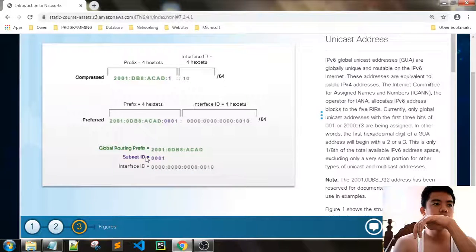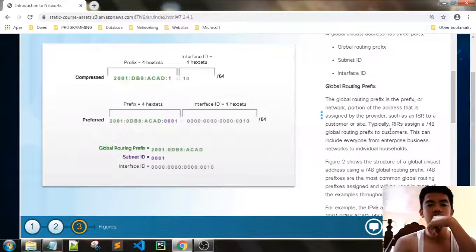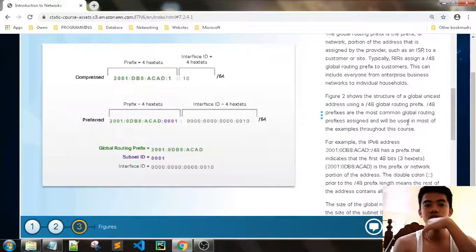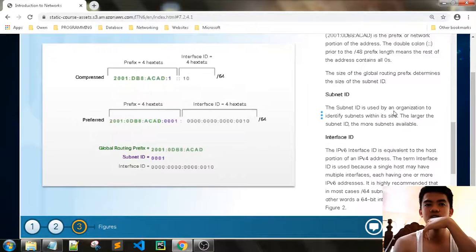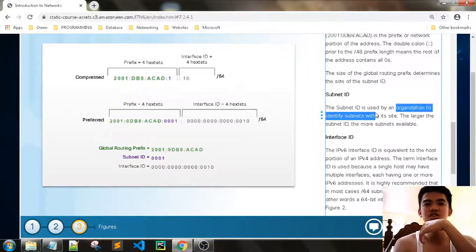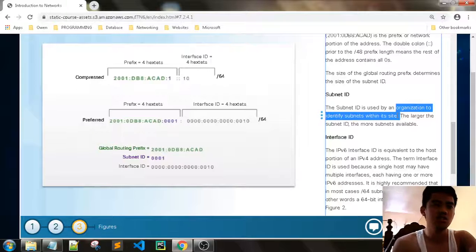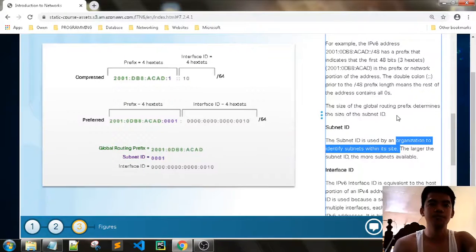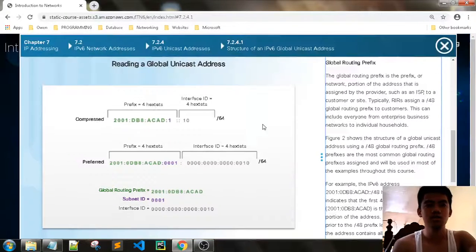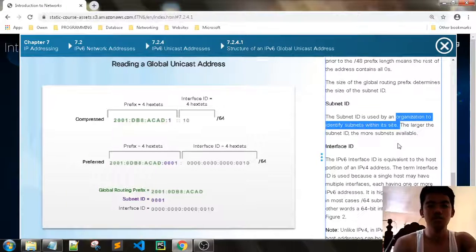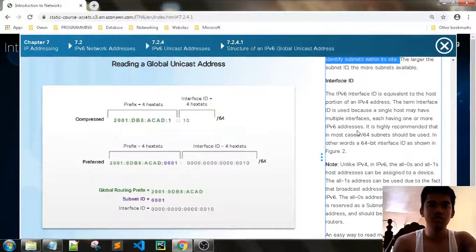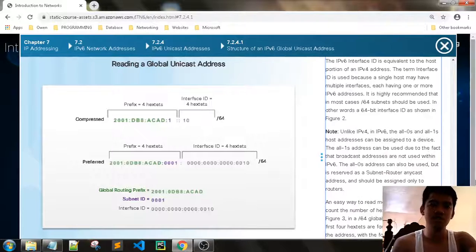Then the subnet ID, which is 16 bits. The global routing prefix is the network portion of the address. The subnet ID is used by an organization to identify subnets within itself. I think it is discussed more in chapter 8. The interface ID is the host portion of the v6 address.